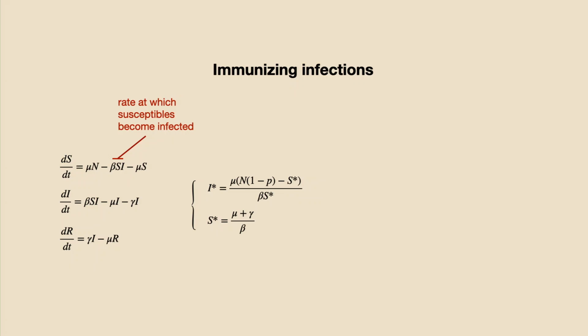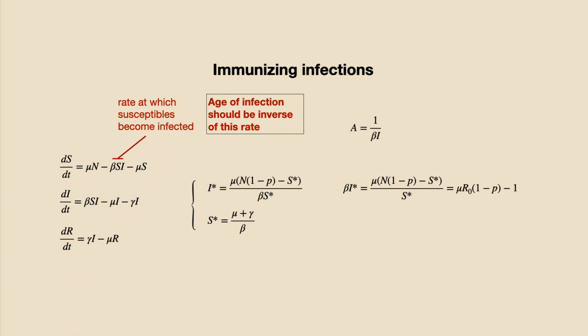An important thing to observe is that the rate at which susceptibles become infected is this term here, right? Beta, it's actually beta I. That's kind of confusing. But the rate at which susceptibles become infected is beta I. And that means that the age of infection should be the inverse of this rate. Okay? It's pretty simple. And since we know what I star is, we can write down what beta I is at equilibrium. Beta I star equal to beta times this term.